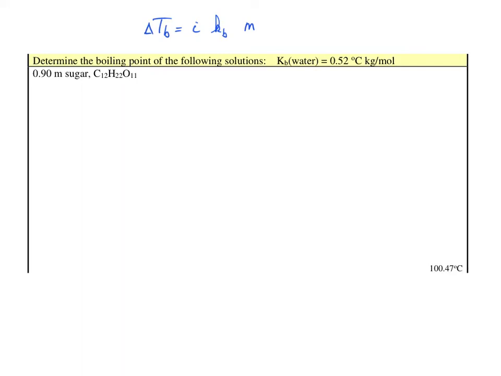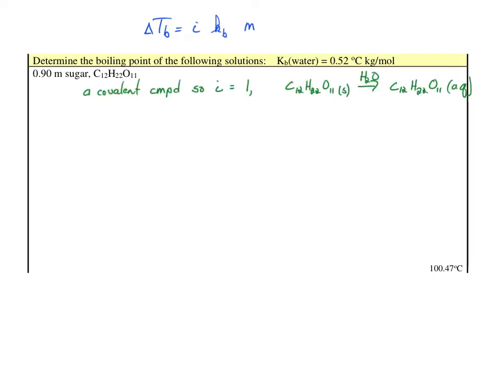Let's calculate an expected boiling point elevation of a solution. The solution is 0.90 molar sugar. Sugar is sucrose, which has a chemical formula C12H22O11. Now, we see that all of these atoms are nonmetals, so this is a covalent compound.